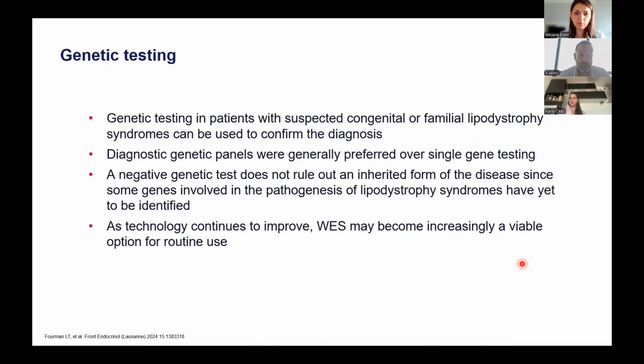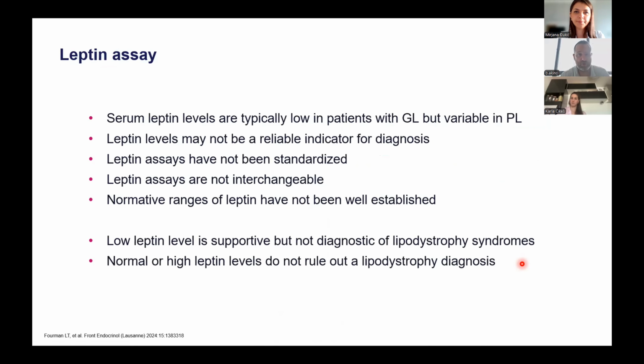So nowadays, whole exome sequencing is becoming increasingly available. So this may also help for future. But just to keep in mind, if genetic testing gives you diagnosis, a typical variant, then you're good. But sometimes you may find something that may not explain the disease, or you may not find anything at all. So then you still have to do things to diagnose your patient.